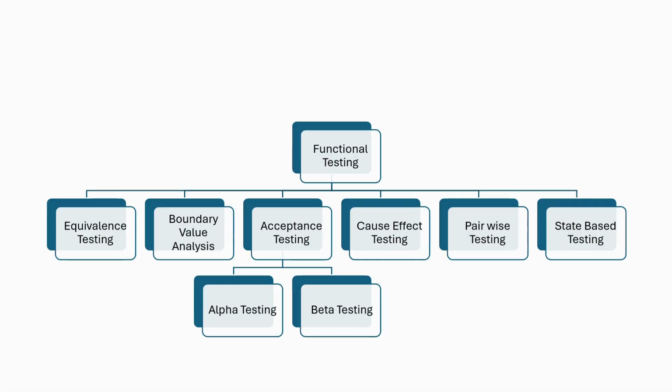Next is boundary value analysis. You can easily understand from the name that it deals with the min or max value. We check whether the code is working for the min value or max value, and then we can assume that our code is working fine.